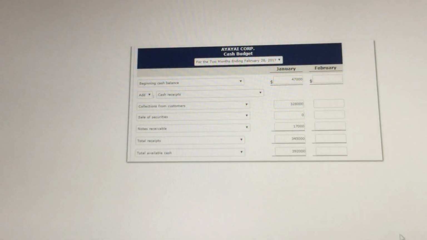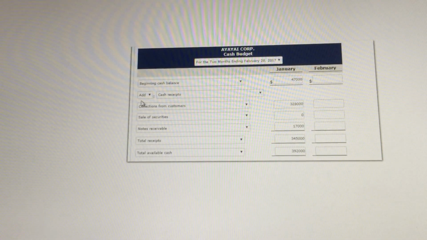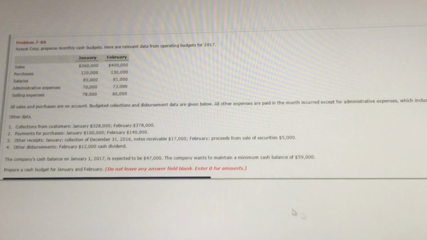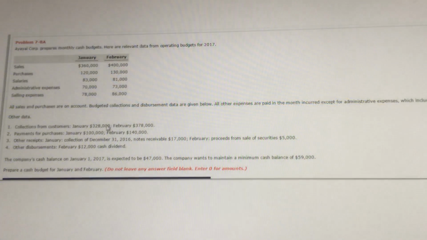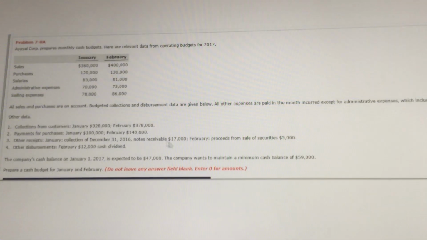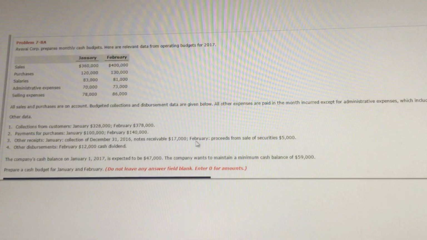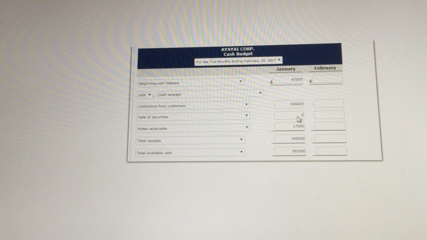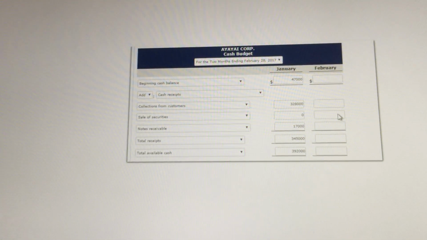Alright, so I went ahead and put in the beginning cash balance of $47,000. Then I added the cash receipts, which was the collections from customers of $328,000, and then the notes receivable of $17,000. I got that information right here. This is from December, but we will include it in the January information. The sale of securities says it's for February, so that won't be included in this one.